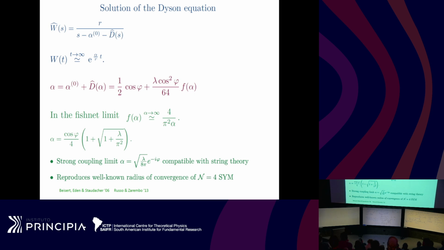And of course we can easily find out what the exponential behavior is by looking at this pole, the pole of the Laplace transform. And if we do that, then we find out that the relevant pole is given by some quadratic equation, and we can actually find it in that fishnet limit.